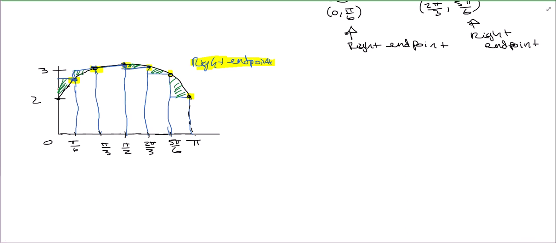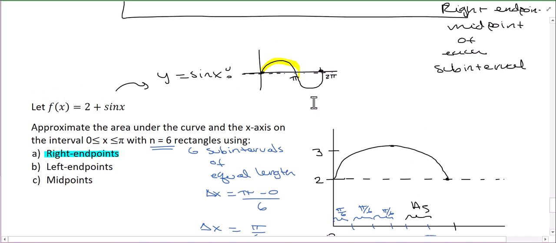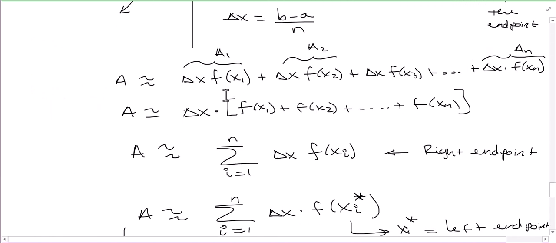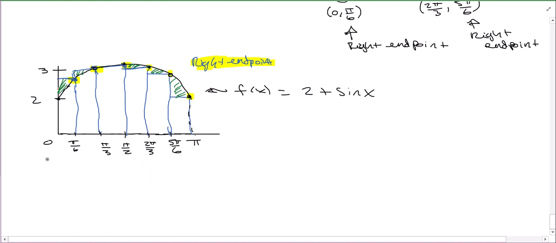So here for the area, now let's remember that our function, what was our function? Our function is 2 plus sine x. So our formula for the area is that we want to do our delta x times f of x sub i, and we're using the right endpoint. And so we're going to take a look at our function here. And so the area is going to be the area of the first rectangle, and the second added with all the other ones. You should have 6 rectangles, which we do.